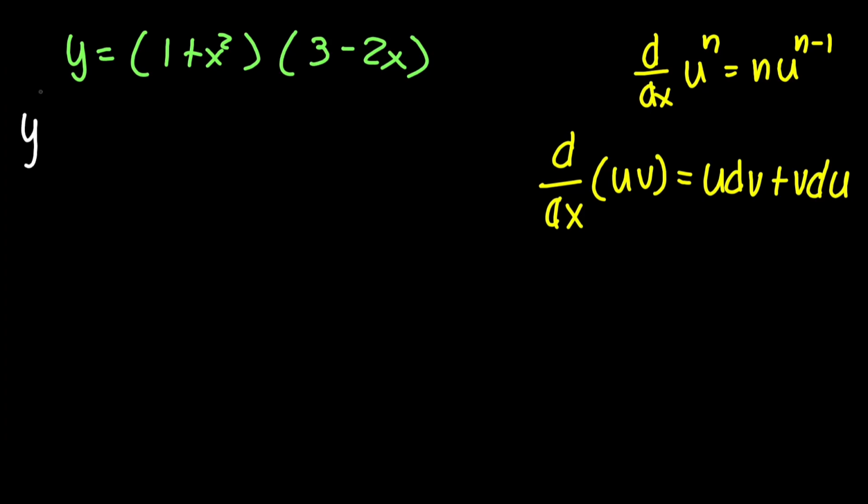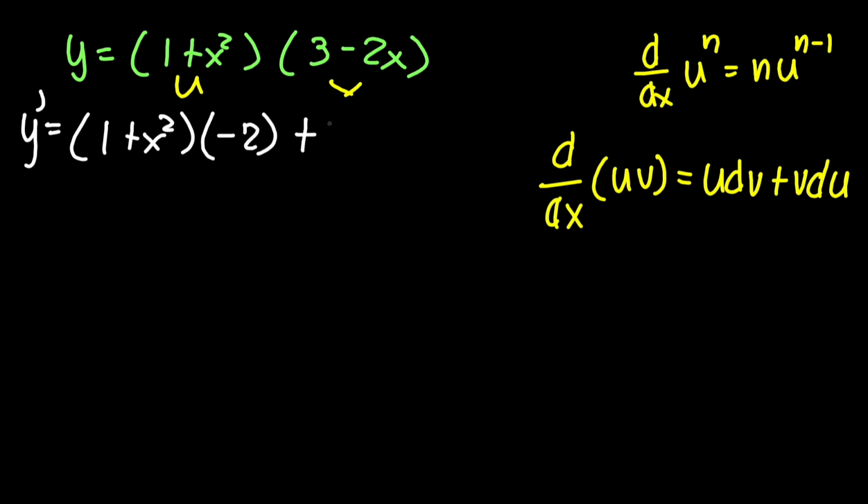And by that, for y prime right here, we can assign this as u and we can assign this as v. So in this case, u here would be equal to 1 plus x squared, and multiply this by the derivative of v. The derivative of 3 would be 0. The derivative of negative 2x would be simply negative 2, plus v right here would be equal to 3 minus 2x, and multiply it by the derivative of u now. The derivative of 1 is 0, and the derivative of x squared would be equal to 2x.